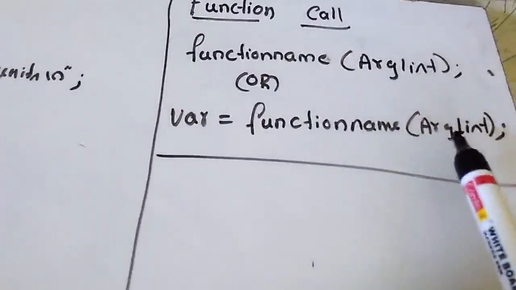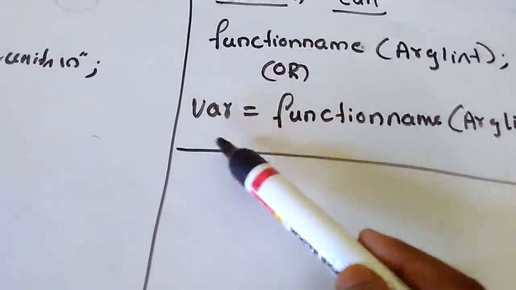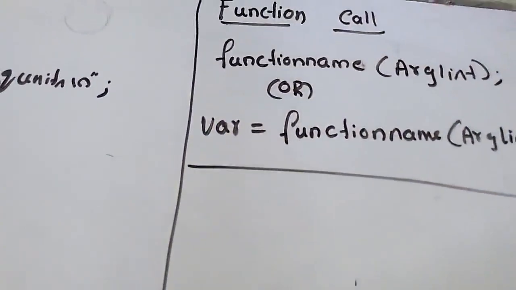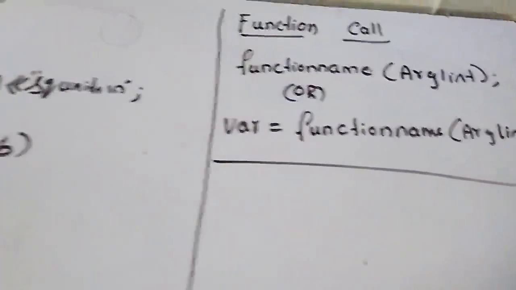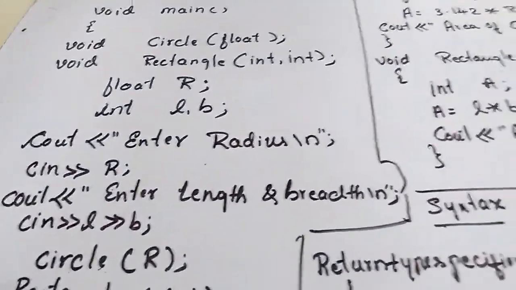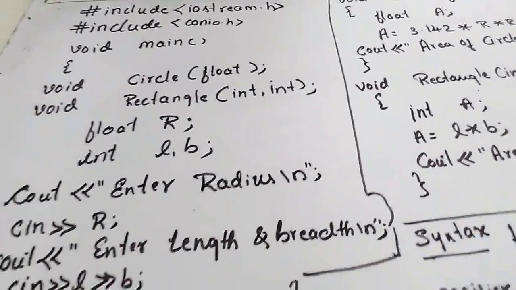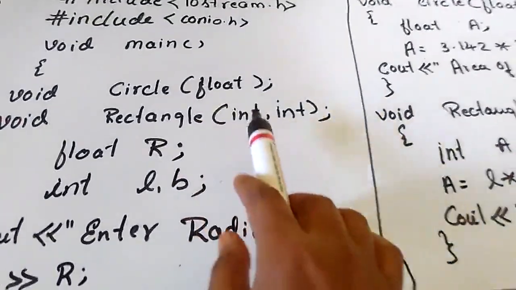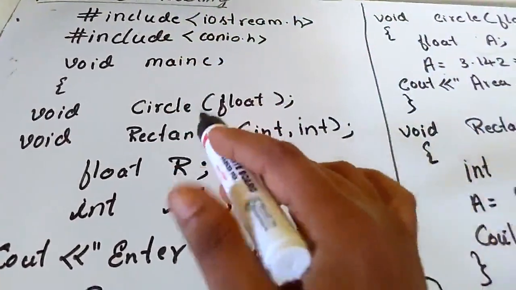Sometimes that function returns a result. To store that result we need a variable. That's why I have written another syntax also: variable is equal to function name argument list. I hope you are understanding what is meant by function definition, function call and function declaration. And when is it required to declare a function? When the function definition comes after the function call, then we must write a function declaration. And the important thing you need to observe is that every function name must be different.